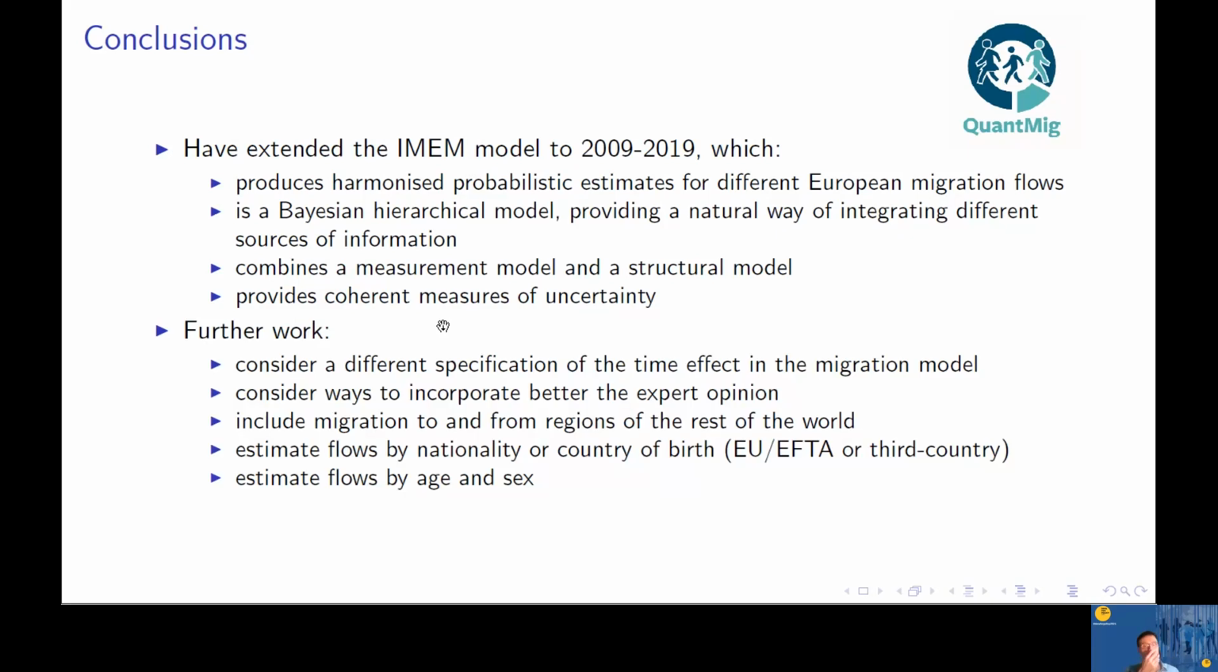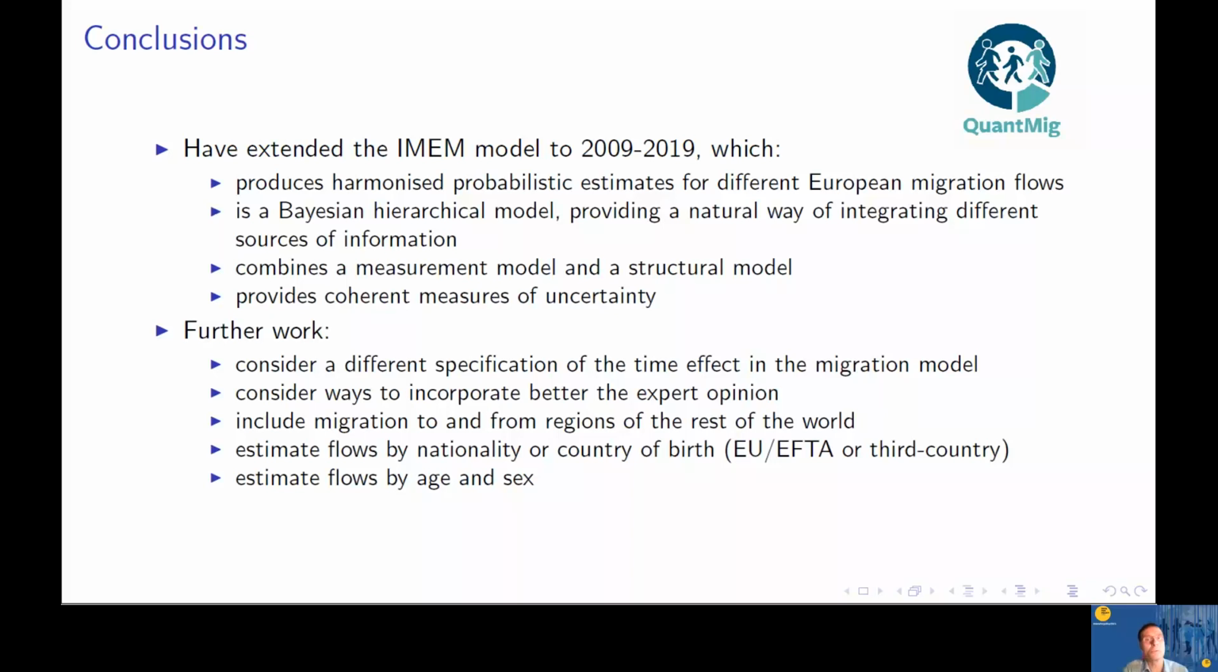Just a few words on some further work. This model has a relatively simple time effect in it at the moment. So there is a single time effect for each year that's the same across all countries and all flows. So we're considering whether we might want to have some sort of flow specific time effect, perhaps a random slope for the time effect.